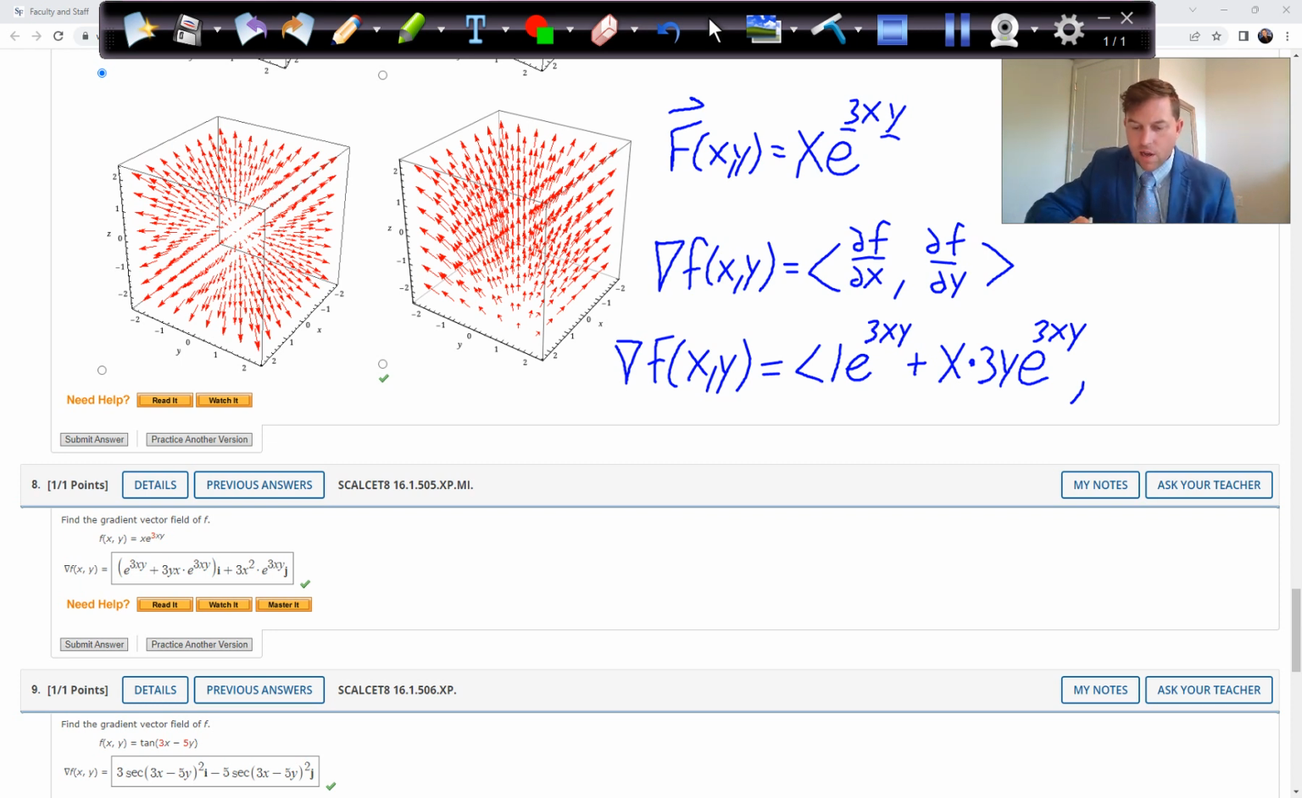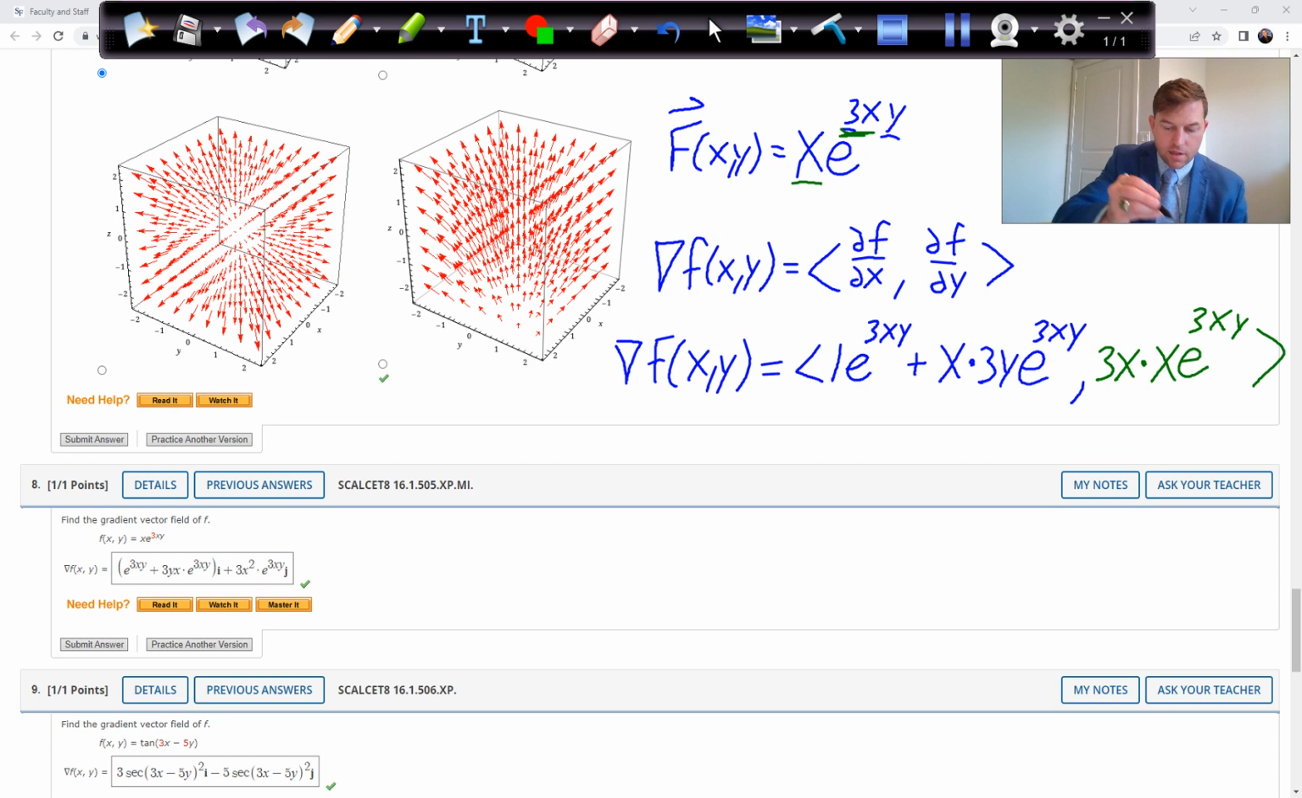Partial f, partial y will be pretty simple because x is seen as a constant. So let's do this in maybe a different color. x is seen as a constant, 3x is seen as a constant. So the derivative of e to the 3xy will just be 3x times the original x that was there, and then you leave e to the 3xy exactly the same.